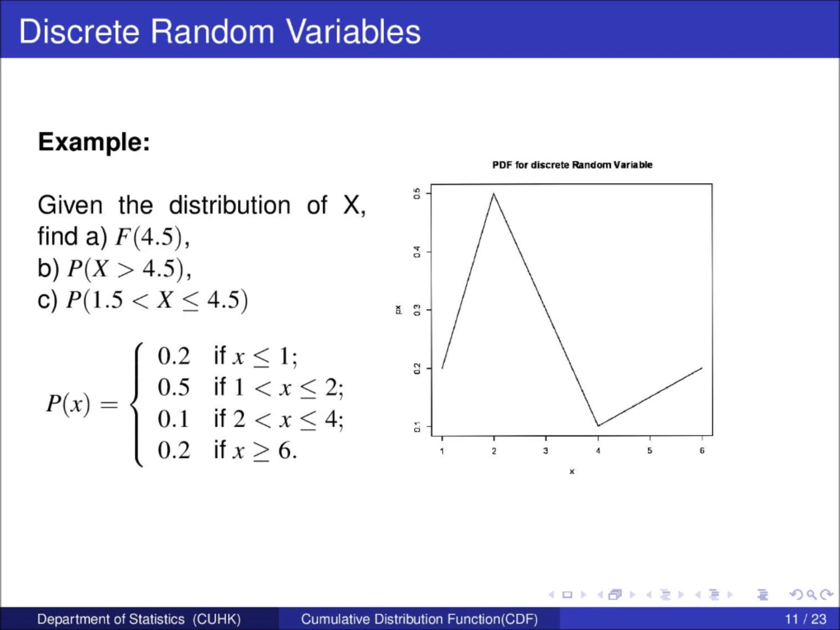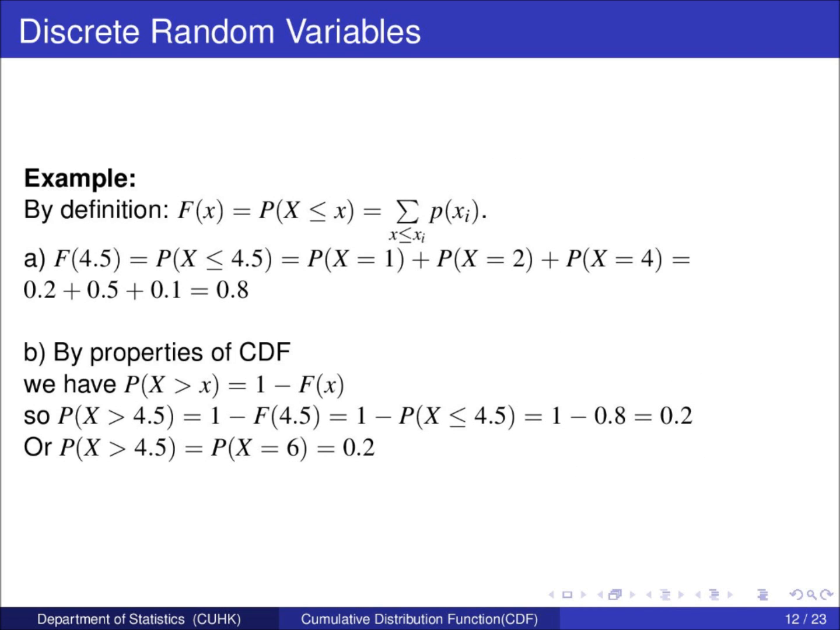By the distribution function, we are going to find: part A, F(4.5), which is the probability of capital X smaller than or equal to 4.5; part B, the probability of capital X larger than 4.5; and part C, the probability of capital X being larger than 1.5 but smaller than or equal to 4.5.